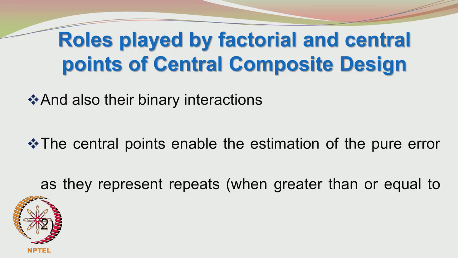The factorial points are used to find the main effects and the interactions. You find the main effects and the interactions in exactly the same way as you did for the regular factorial design. The center points also enable the estimation of the pure error, as they represent repeats. So, you need at least 2 or more repeat points, and rather than repeating the experiments at all the factorial points, you may want to do the repeats at the geometric center. By this way, you can get an idea about the experimental error, and also you can save time on doing the experiments at the corners of the factorial design.